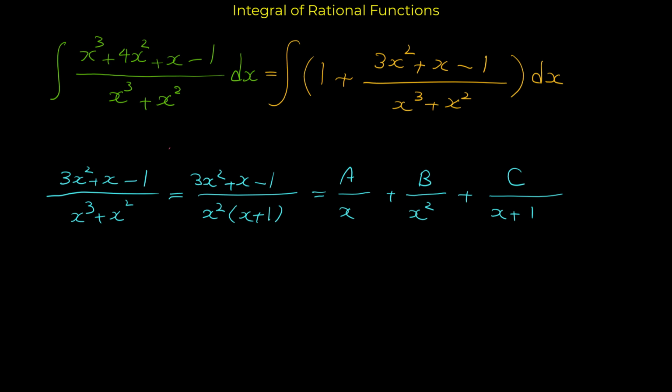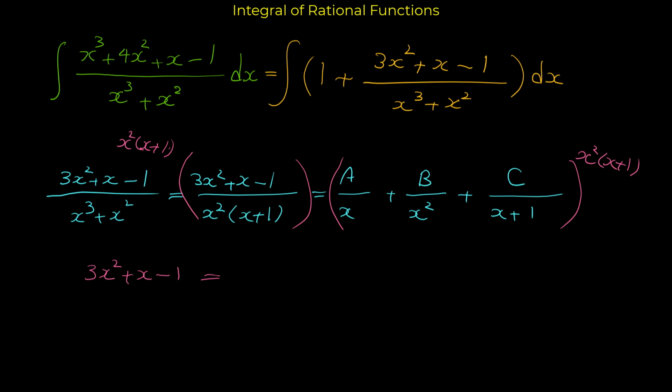This is not really challenging. Okay, we have A, B, C, and for finding A, B, C, again we are going to multiply the left side and the right side by that big denominator, x² times (x + 1). So we multiply the left side and the right side by this. When we multiply the left side by that, we are going to get 3x² + x − 1.